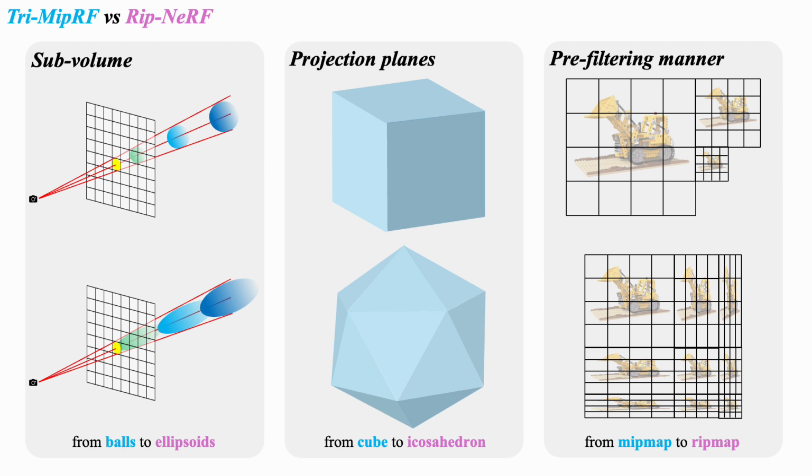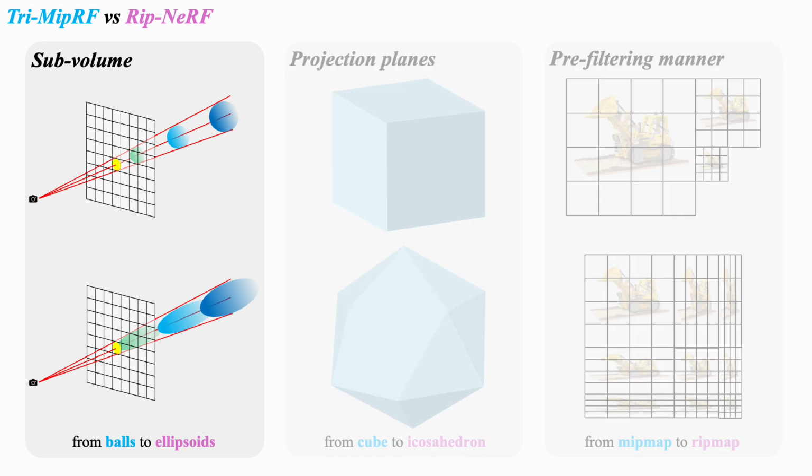First, to characterize a conical frustum, instead of using an isotropic ball, we use anisotropic ellipsoids. Then, to featurize the subvolume, instead of projecting it onto an orthogonal triplane, we project it onto the unparalleled faces of an icosahedron. Finally, to pre-filter the anisotropic area on a plane, we employ Ripmap instead of mipmap.